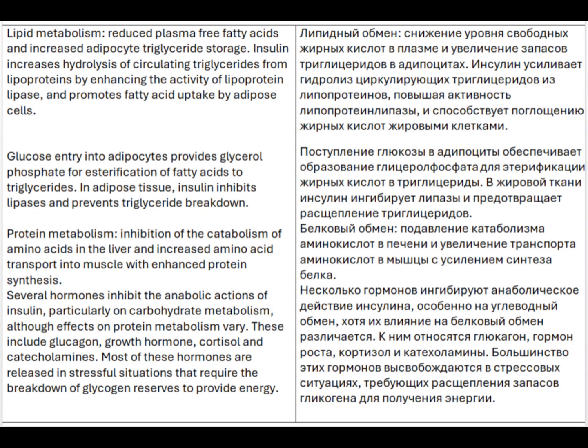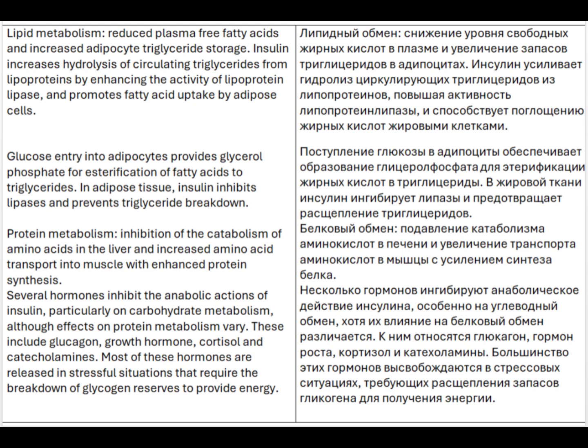Lipid metabolism: reduced plasma free fatty acids and increased adipocyte triglyceride storage. Insulin increases hydrolysis of circulating triglycerides from lipoproteins by enhancing the activity of lipoprotein lipase, and promotes fatty acid uptake by adipose cells. Glucose entry into adipocytes provides glycerol phosphate for esterification of fatty acids to triglycerides. In adipose tissue, insulin inhibits lipases and prevents triglyceride breakdown.